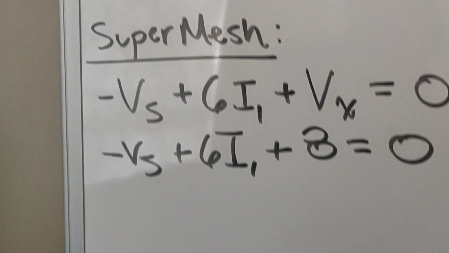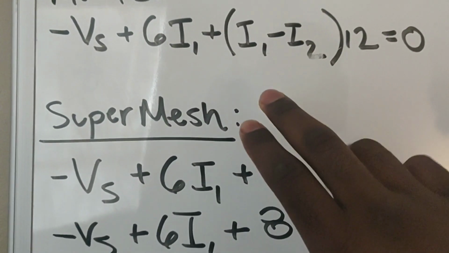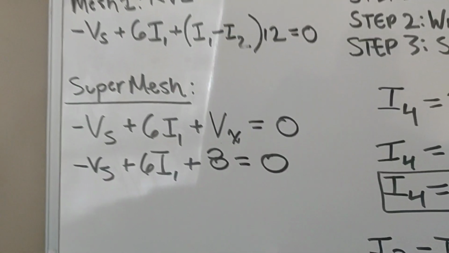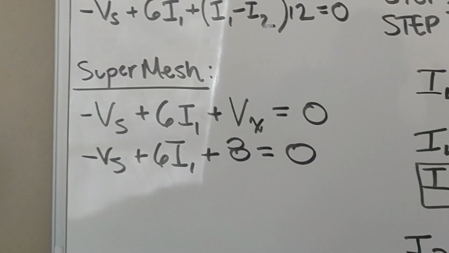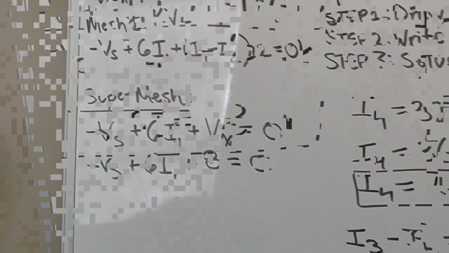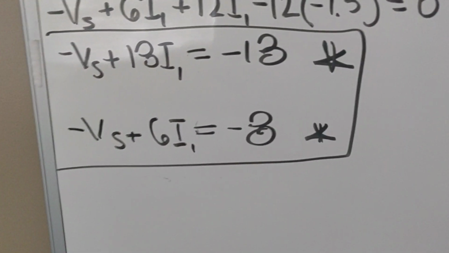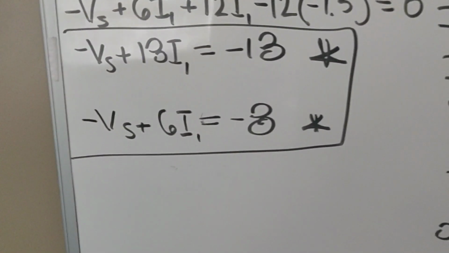So I2 is a known. So now we can plug that back into our equation here so that we can now only have 2 unknowns, allowing us to solve a system of equations. All right, so here we go. We're almost done. We have our 2 equations and we have our 2 unknowns.